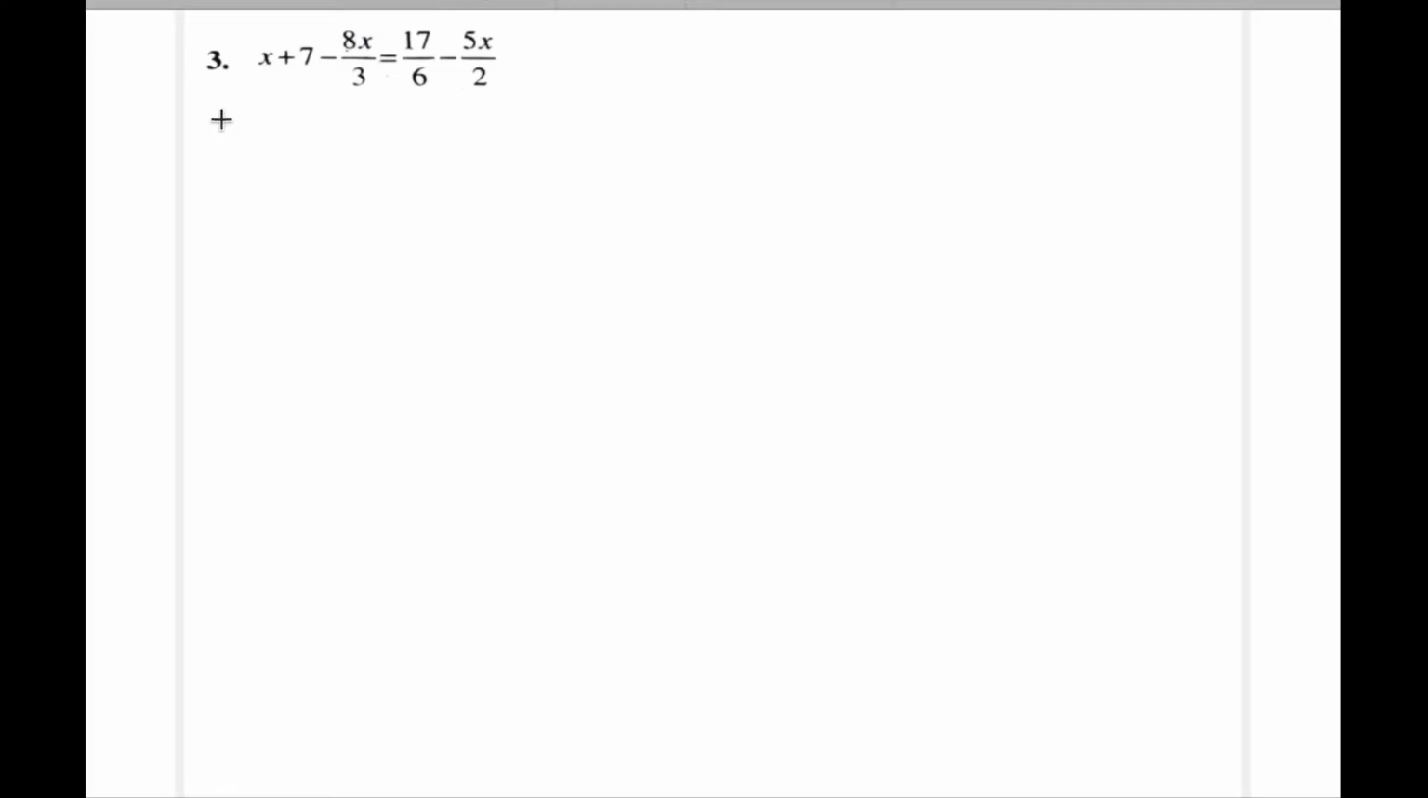Okay, now question number 3. x plus 7 minus 8x by 3 equals 17 by 6 minus 5x by 2. See here, variables are given in different forms. So first we have to write them together, then we will start solving our problem. x is there and minus 8x by 3 in the same side only. So first we will write them together. Minus 8x by 3, this is plus 7 equals 17 by 6 minus 5x by 2.